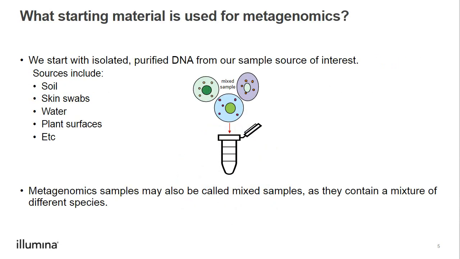With metagenomic sequencing, we will start with purified DNA from a sample source of interest. Samples can be from soil, skin swabs, water, plants, and many other sources. Metagenomic samples may also be referred to as mixed samples, as they contain a mixture of different species.